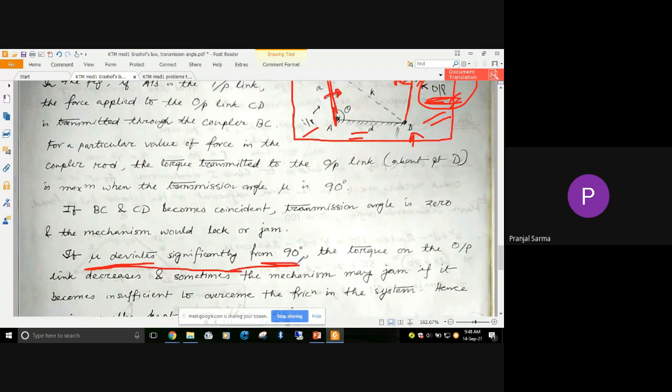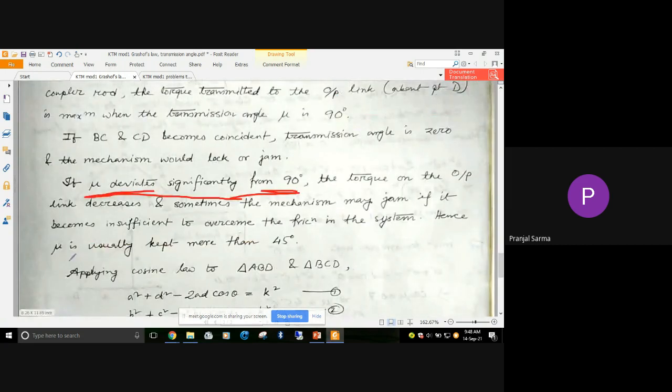In that case, if mu deviates significantly from 90 degrees, the torque we get on the output link is going to decrease. Sometimes the mechanism may jam, because the available torque is not sufficient to overcome the friction as well as the inertia of the system. Hence we generally keep mu more than 45 degrees, so that we can be sure it is going to have the required motion.